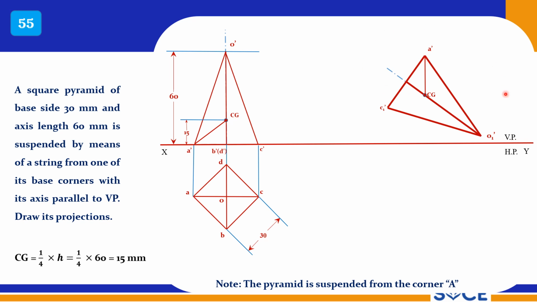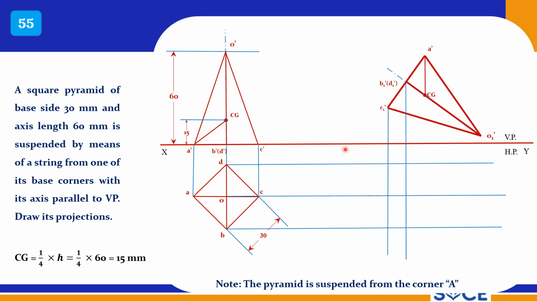Now I have reproduced this view here. You have to do it very carefully. Suppose if you join CG to C, it will be in this direction. So that way also you can do. That is also correct. You will get full marks. So this is my final point.